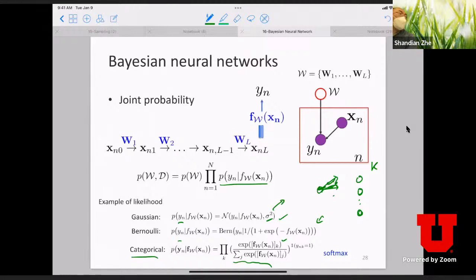Okay. Why do we take exponential? Any thoughts? Why do we take exponential?